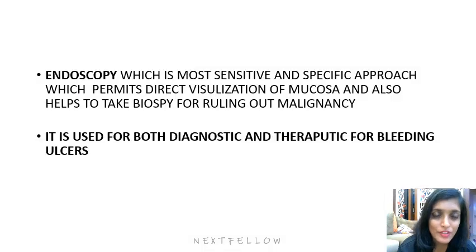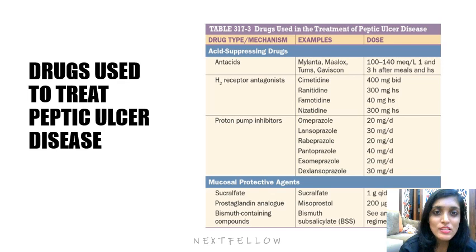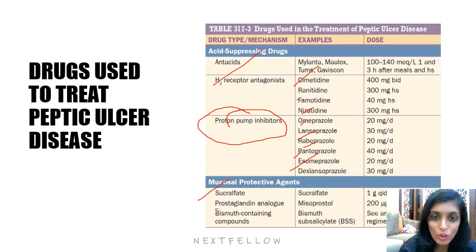The investigation of choice for diagnosis of peptic ulcer is endoscopy. It is used for both diagnostic as well as therapeutic purposes for bleeding ulcers. Now coming to the drugs used for treatment of peptic ulcer disease: H2 receptor antagonists like cimetidine, ranitidine, famotidine and nizatidine. Most commonly used are PPIs like omeprazole, lansoprazole, rabeprazole, pantoprazole, esomeprazole. Mucosal protective agents are sucralfate, prostaglandin analogs, and bismuth-containing compounds. Antacids like Mylanta and Tums are also used.